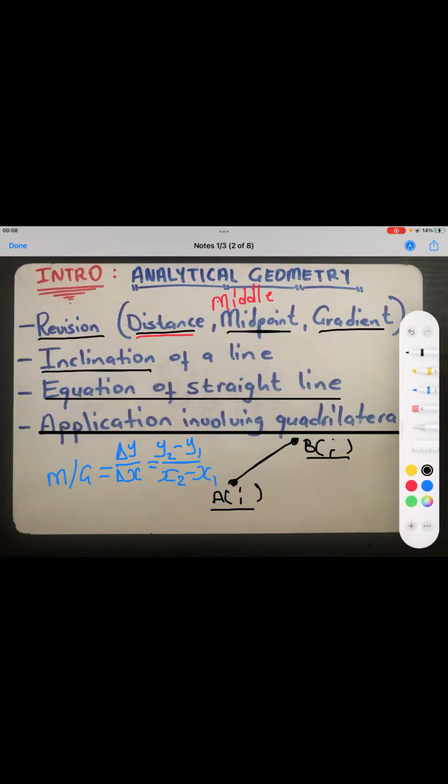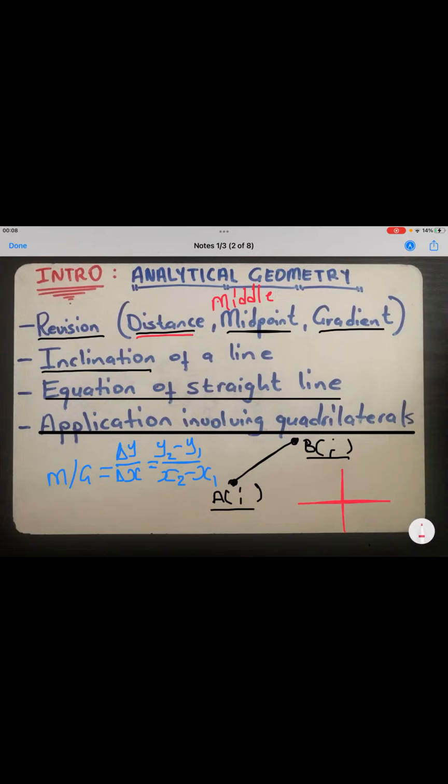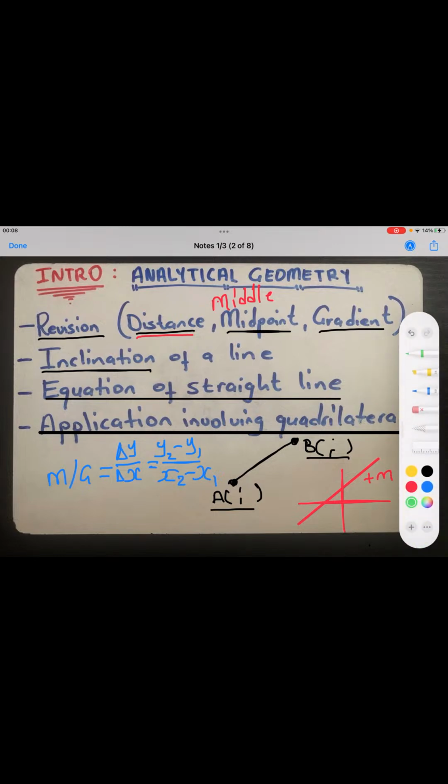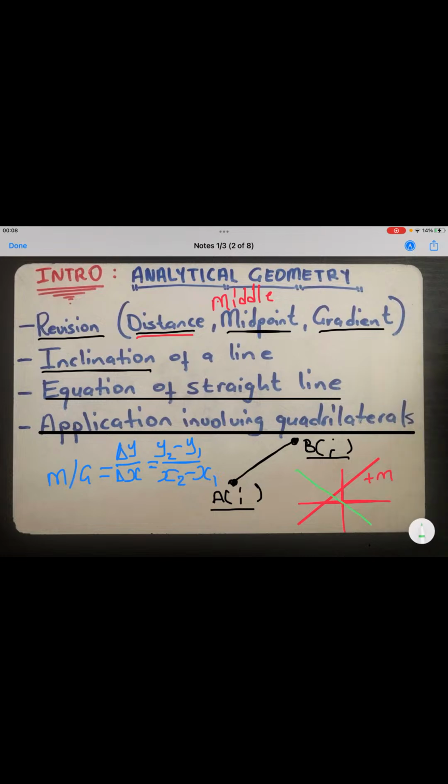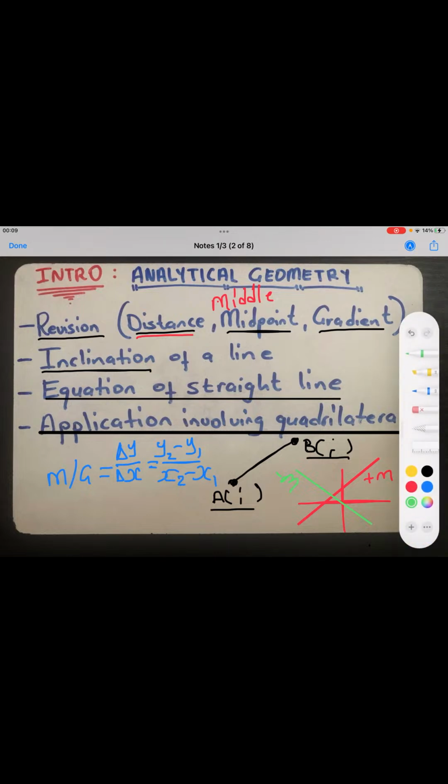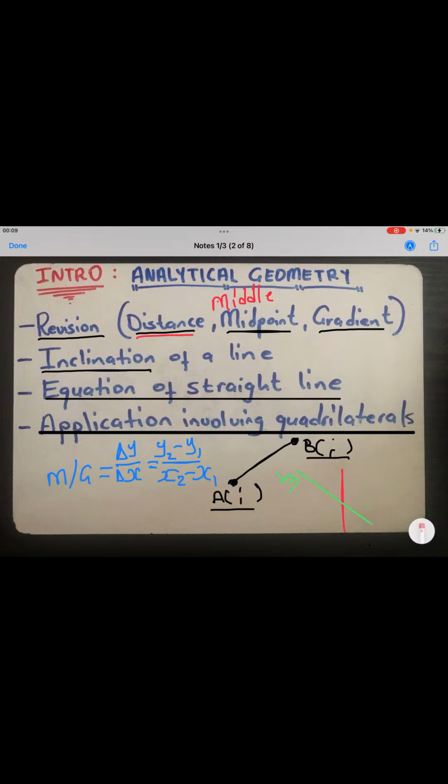Remember that on a Cartesian plane, a straight line that ends in the first quadrant and third quadrant will always have a positive gradient. And the one that ends in the second and fourth quadrant, it will always have a negative gradient. Just always remember that. So that's all that you need to remember with regards to the gradient. So now let's move on to the next part of our lesson for today.